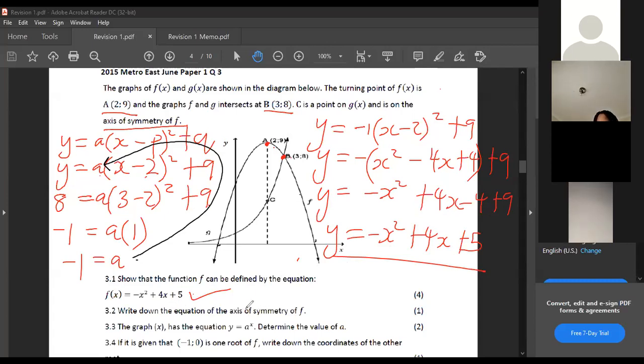Now, write down the equation of the axis of symmetry. We've discussed already the axis of symmetry. The axis of symmetry passes through the turning point. So this is my axis of symmetry. It passes through the turning point. What is the x coordinate of the turning point? It's 2. So the equation of the axis of symmetry is x is equal to positive 2. That's why it's 1 mark. The equation of the axis of symmetry is x is 2. Okay?